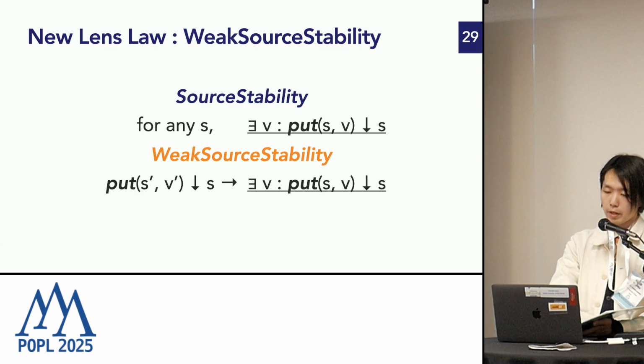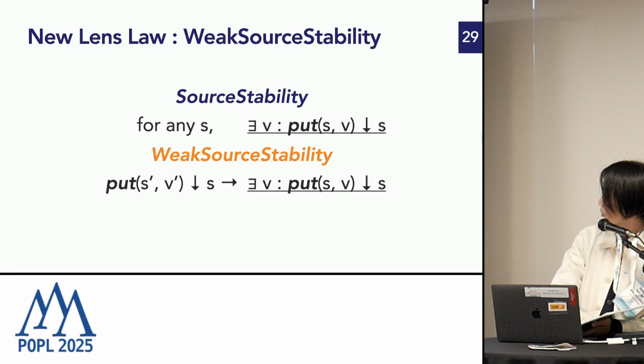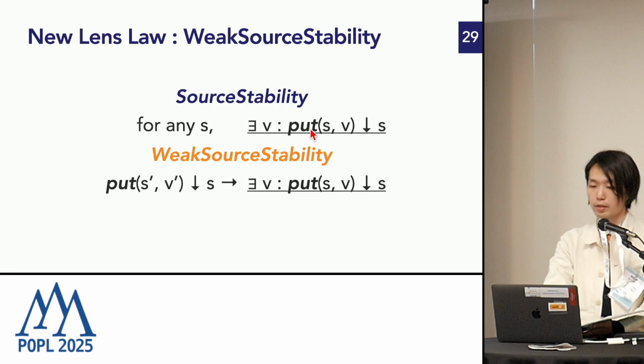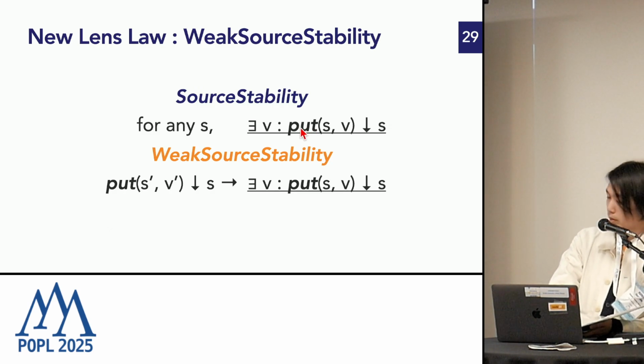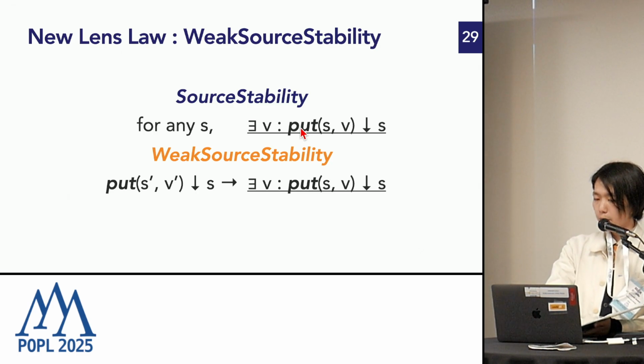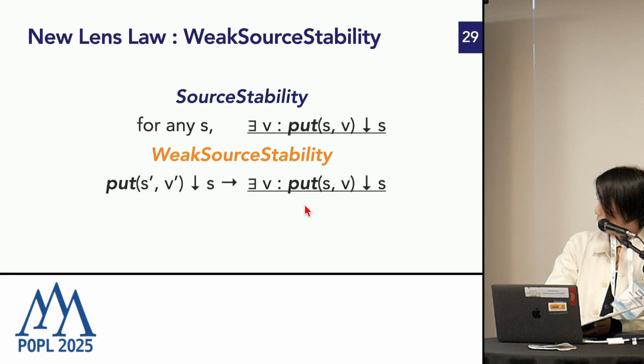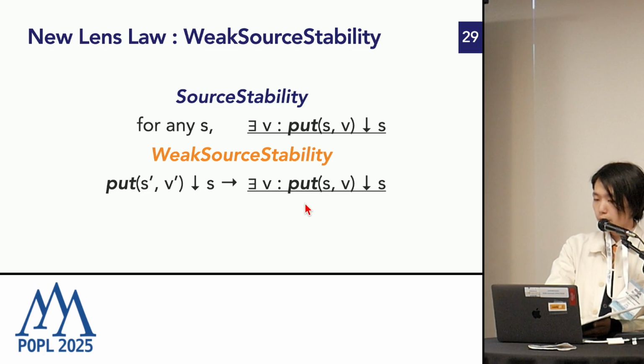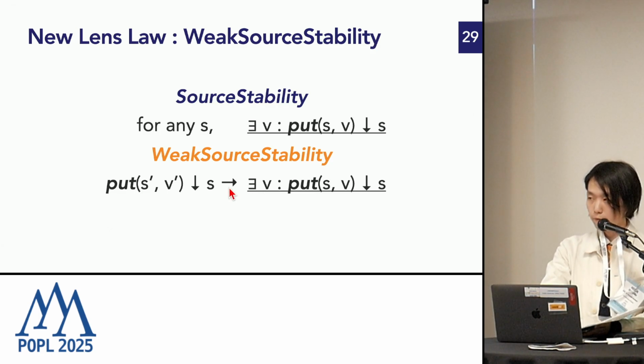Source stability states that any source has a view update that does not change the original source. This is the source stability statement. In contrast, the new law, weak source stability, states the same condition for particular sources that can be obtained by put on some source and view.